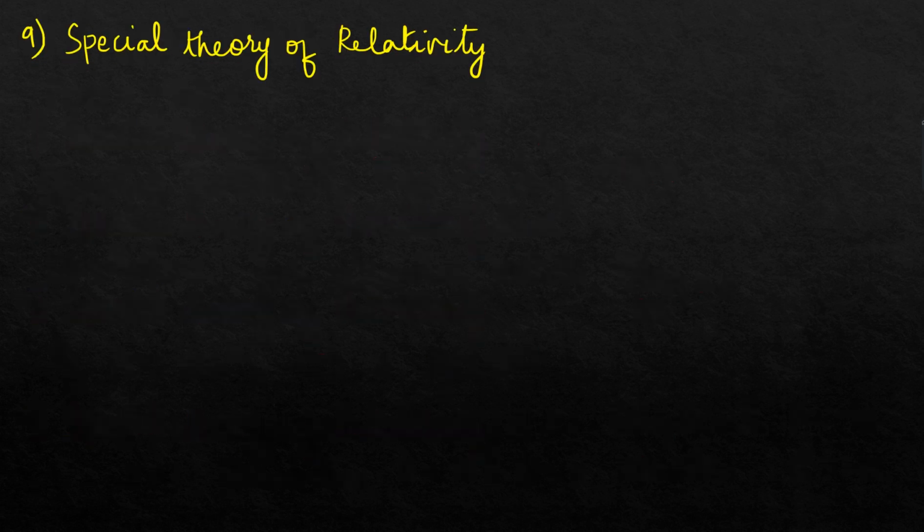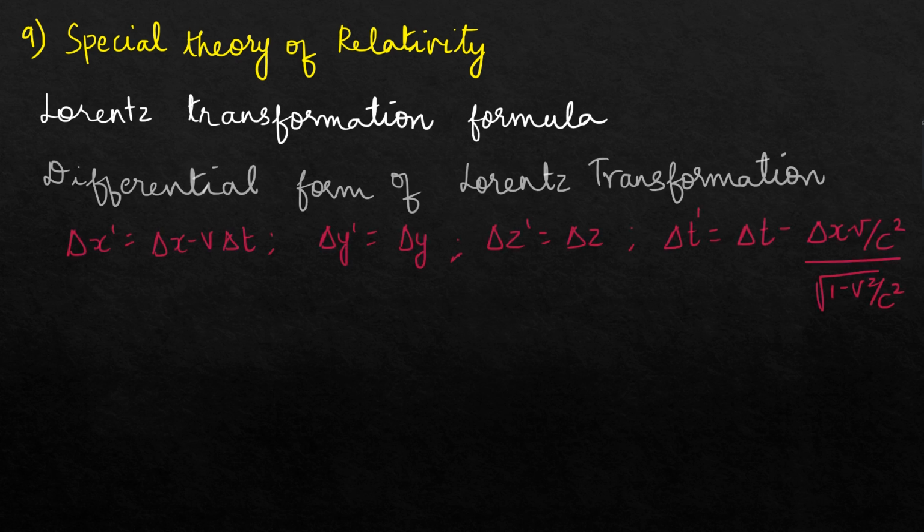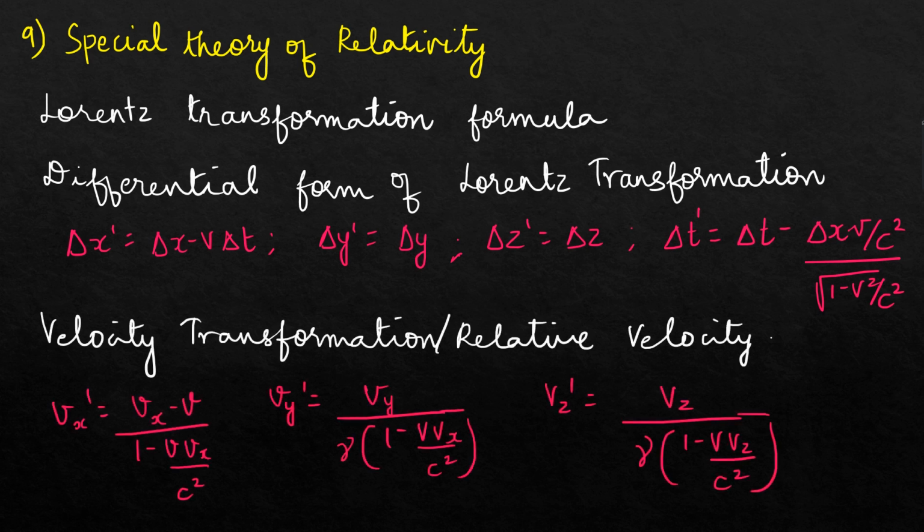Okay, so let us see the last topic, special theory of relativity. And here the Lorentz transformation formula is the most important thing that you have to remember. You can see my last video where I have given everything about the Lorentz transformation formula. And then the important formula is the differential form of the Lorentz transformation. I had given a homework problem using this, so you have to solve that. This is the Lorentz differential form, and you have to learn this very well. And this is the velocity transformation, or relative velocity formula. So these are a few important formulas that we usually require to solve a problem.